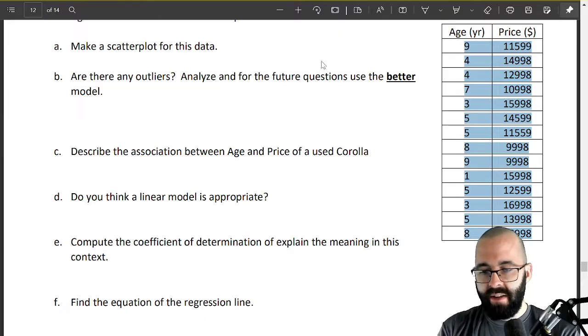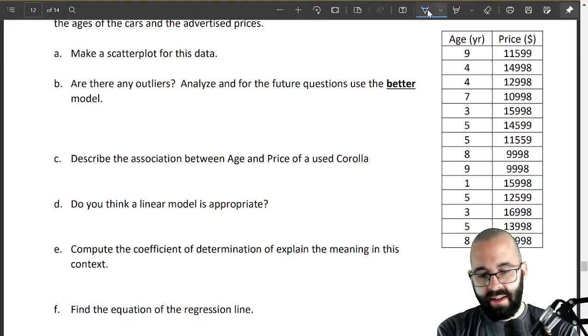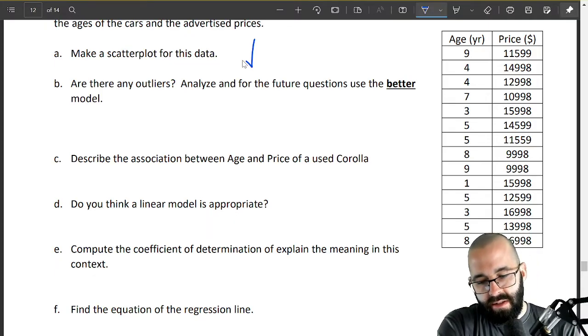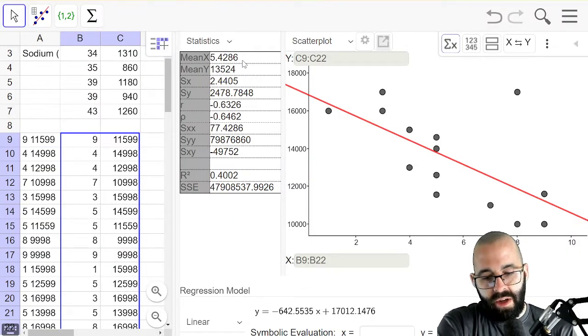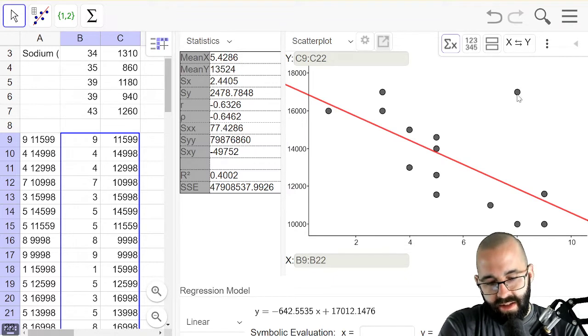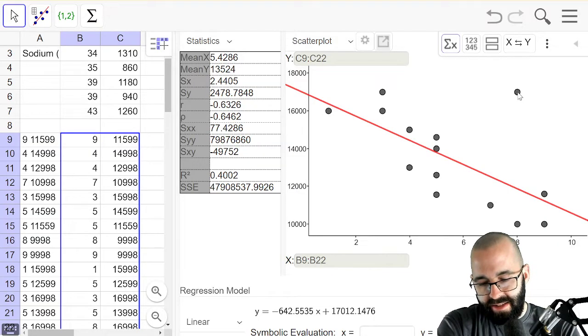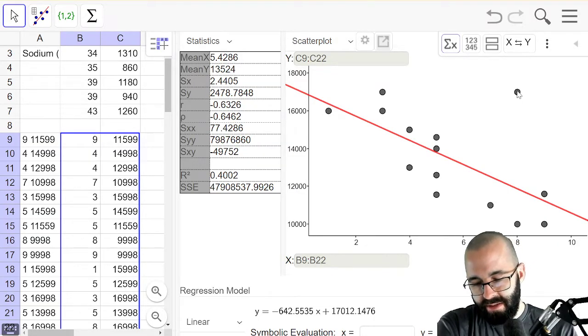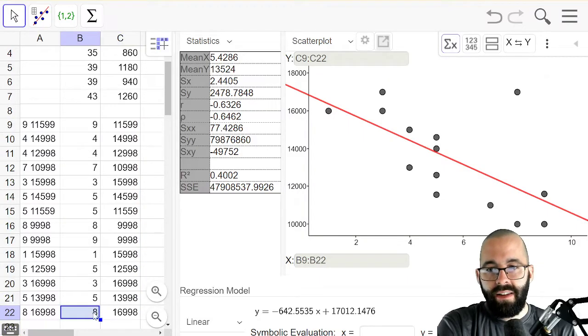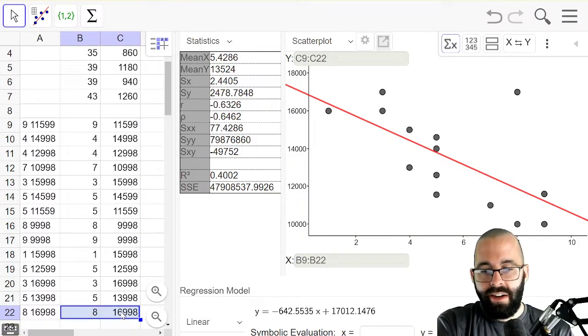All right, so we've done the scatter plot. It didn't ask us to paste it or anything. It just said to make it. Are there any outliers? Okay, yeah, it looks like there is one. This thing over here is way off. Which data point is this? This is 8 and something that's like $17,000. So let's look at something that's around 8 with $17,000. This one at the very end. This guy is our outlier.